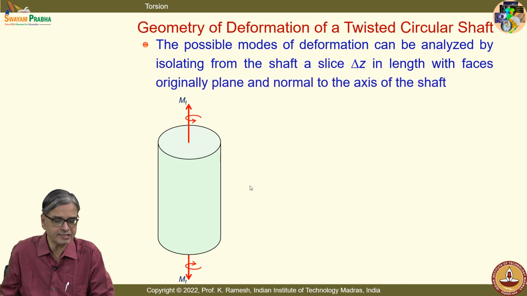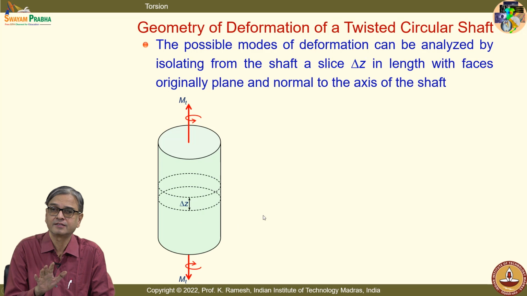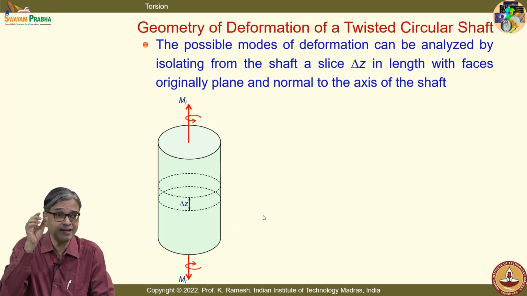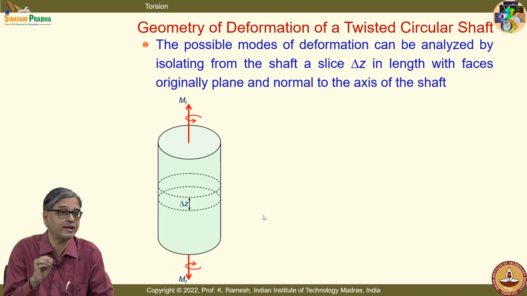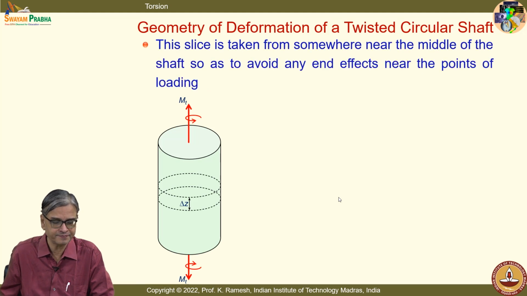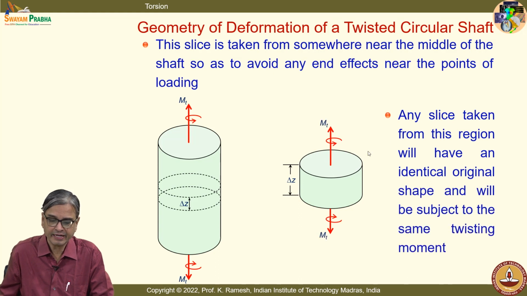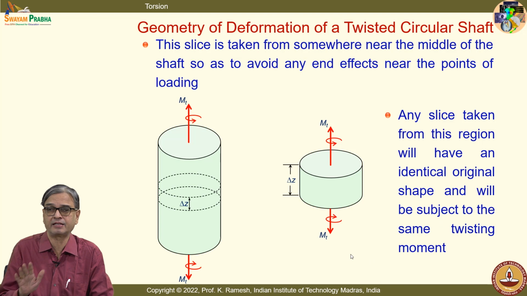Then we would take a small slice, fine. I am going to take a small slice of height delta z. See, I have already told you, if I have to show something in this slice, I will show this length larger. But you should not lose track that we are still analyzing a slender member. For the purpose of discussion, certain portions I enlarge for us to visualize what kind of deformations take place. So, I take this slice out of it, and I have the torque transmitted. Any slice taken from this region will have an identical original shape and will be subjected to the same twisting moment, that you should recognize.